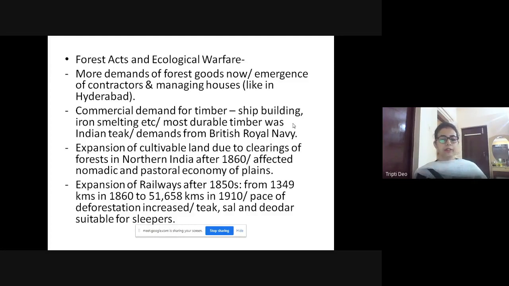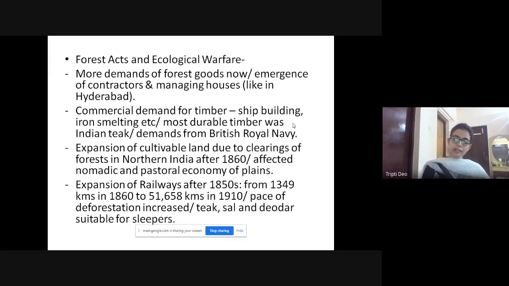Demand for British Royal Navy, I've already mentioned this point to you. Expansion of cultivable land due to clearing of forest in northern India after 1860s affected nomadic pastoral economy of plains. Now, it was just not about the wood or the timber that was important in the forest, but even expansion of cultivable land, that means the production from the land, grains and other production from the land was also important. And that was also parallelly being done.